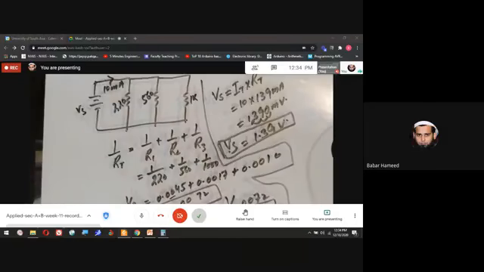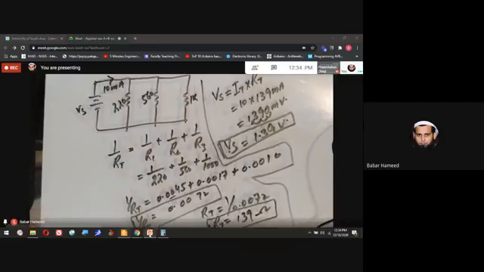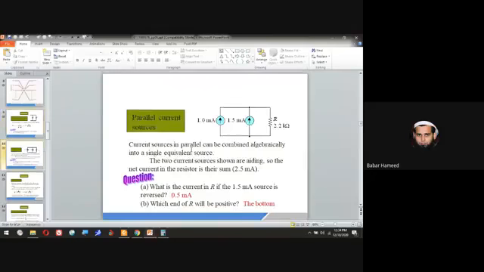Now there is one more concept that we have to discuss: current sources in parallel. What about if two or more current sources are in parallel? In general, the total current produced by current sources in parallel is equal to the algebraic sum of the individual current sources. The algebraic sum means that you must consider the direction of current when you combine the sources in parallel.